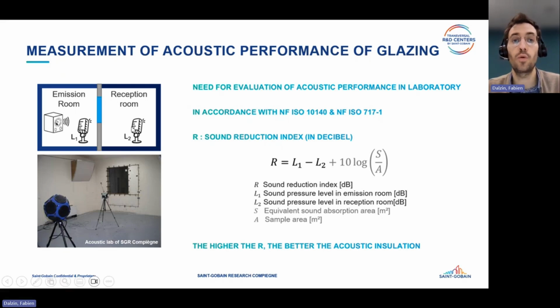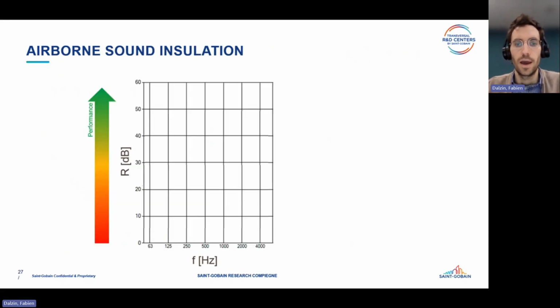And in the reception room, you measure the sound pressure level. By doing the difference, you get the sound insulation of the glazing, which is the ability of the glazing to reduce sound for different frequencies. So here you have the sound insulation in dB, and here you have the frequency. And now let's talk about the results of the measurement we perform in the laboratory.